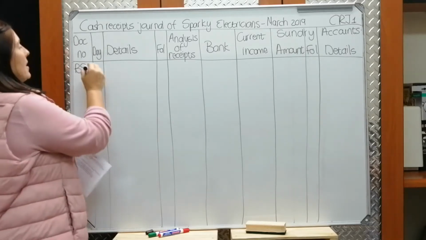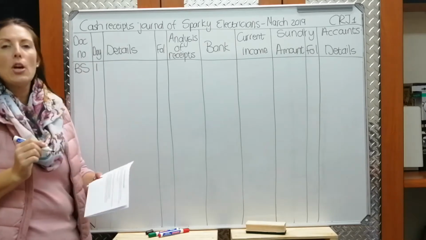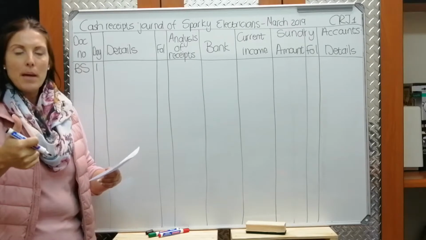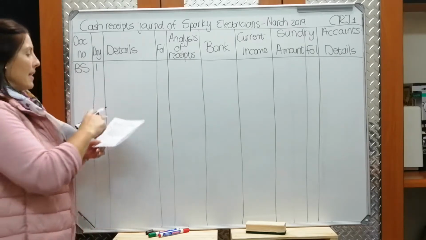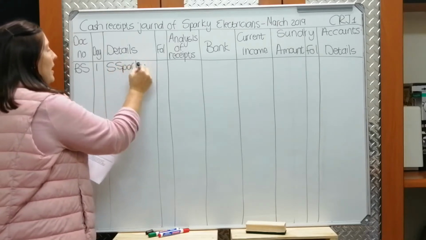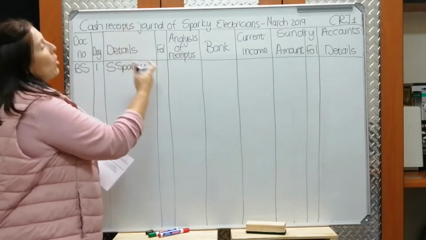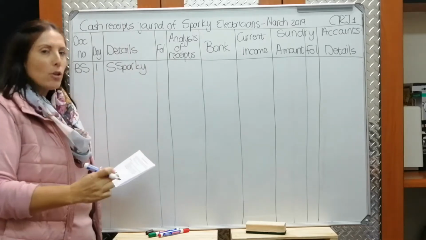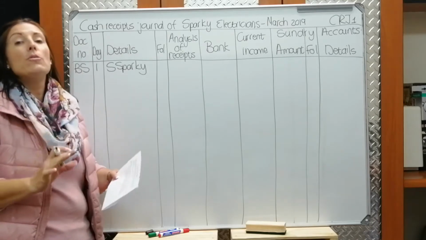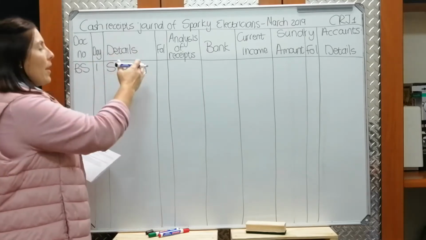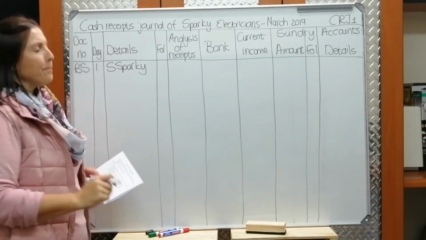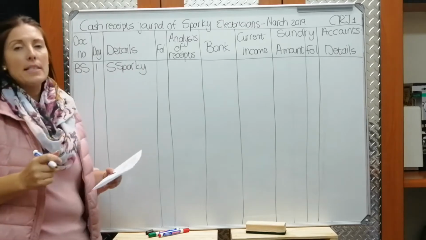The day is the date on which the transaction took place. It's on the 1st. In the details column, we write who gave us the money or why we received the money. And in this case, we write S. Sparky. This is the owner and he gave us the money. The folio column just in front of your first money column is not used in grade 8. We will only use it in grade 9. But I prefer you to write folio, then you are aware of that small column, but we don't write anything into it. Then we get to our analysis of receipts column.